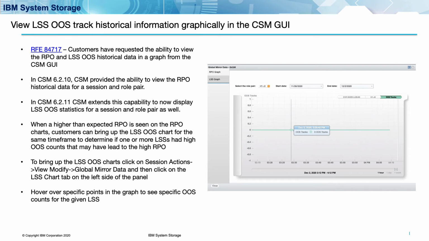So this next feature is really a continuation of the work we started in 6.2.10. In 6.2.10, we added the ability to view RPO historical data for any Global Mirror DS8000 session. And now in the 6.2.11 release, we're adding the LSS OOS statistics as well. When you click on View Modify Global Mirror Data for a session that has DS8000 Global Mirror, you'll get a pop-up on the left side. As you can see in the screenshot, there's both an RPO graph and an LSS graph. If you select the LSS graph, you will now get the LSS OOS statistics graph in the GUI.